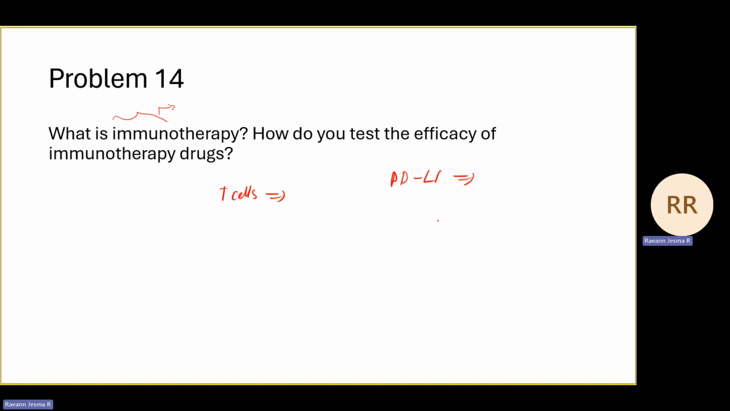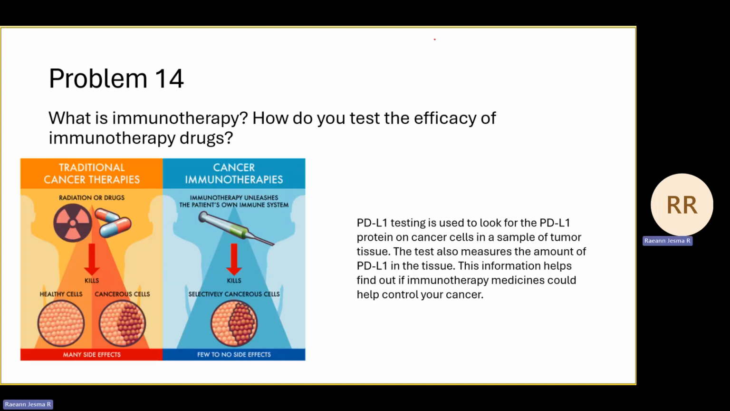So by doing this, we can use our T cells in order to fight cancer. But not all cancers can be treated using immunotherapy. For some certain types of cancers, immunotherapy is used as a treatment mechanism, but in some cases there are tests going on in order to find out whether immunotherapy is efficient in treating the cancer or not.